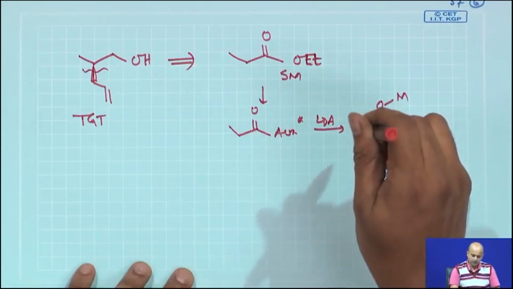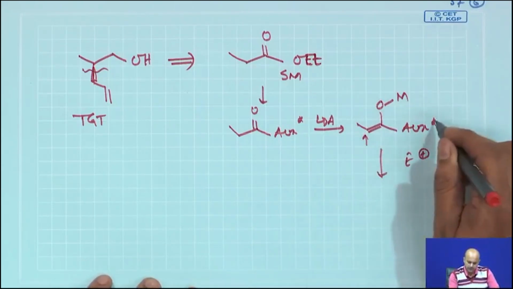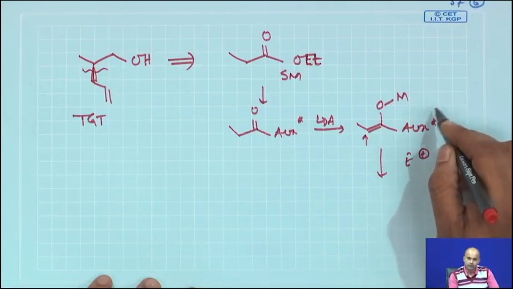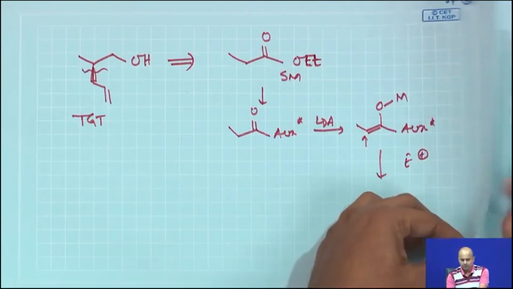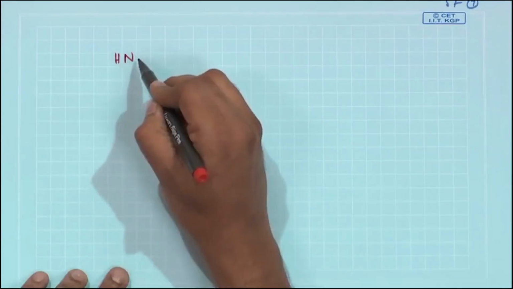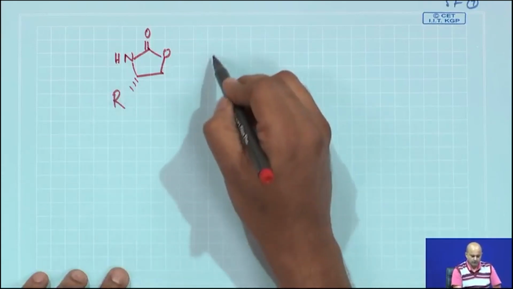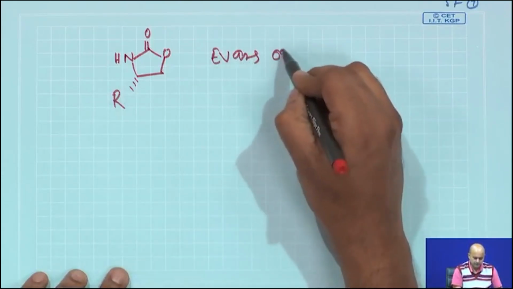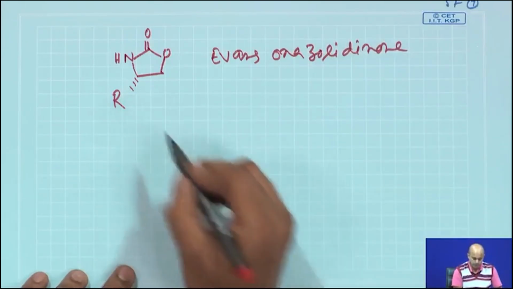It can attack from the top face or bottom face, which could be Re or Si depending on the CIP nomenclature. Now, this auxiliary has its own chiral bias, so the auxiliary will dictate from which face the incoming electrophile approaches. There are many auxiliaries reported in the literature. I will pick one which is very often used, named the Evans oxazolidinone, having this kind of structure. As I said, these oxazolidinones are commercially available, or you can even make them in the lab.